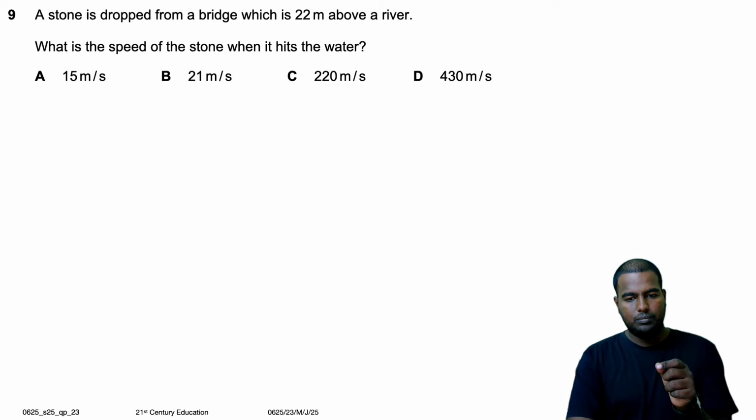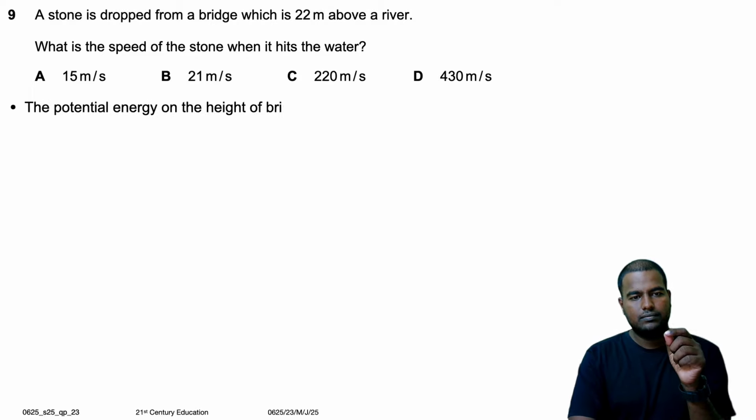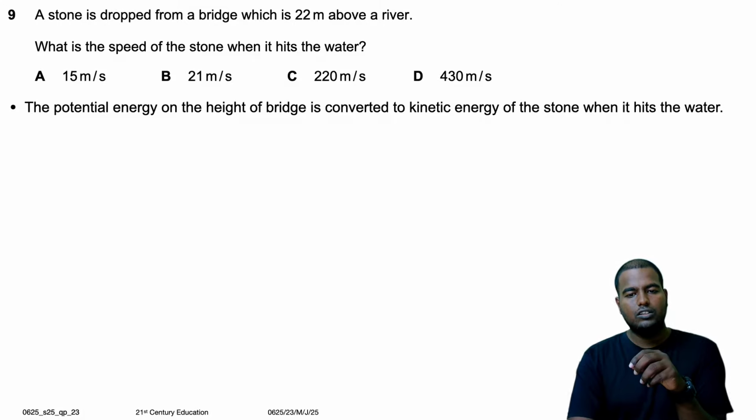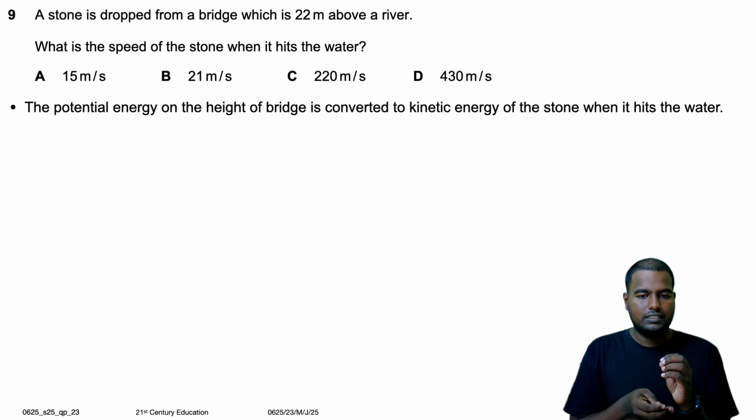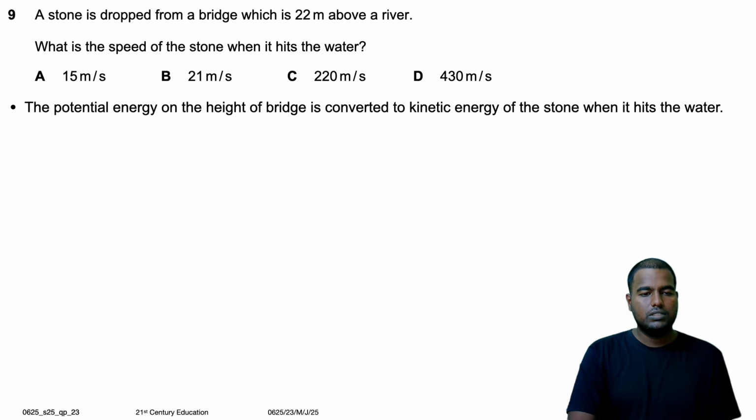We know that the bridge is 22 meter above the water level. So the potential energy is mgh. This potential energy is converted into kinetic energy when it reaches the bottom or water level. Whatever potential energy is stored at the top must be the kinetic energy delivered at the bottom. So mgh equals half mv squared. Let's cancel mass and mass.